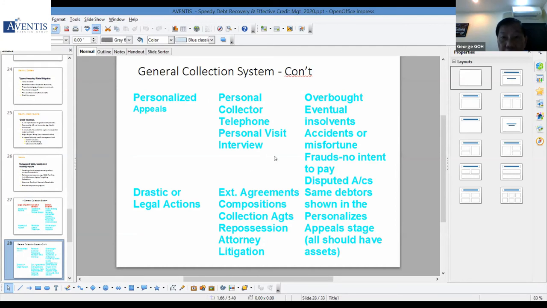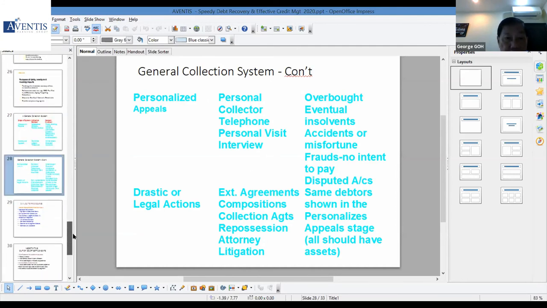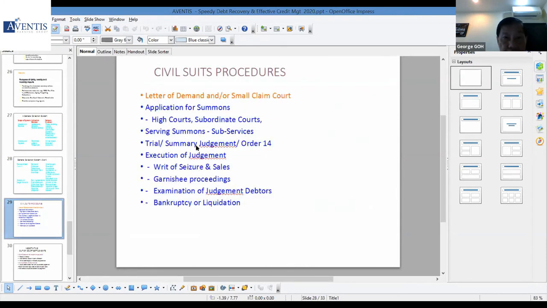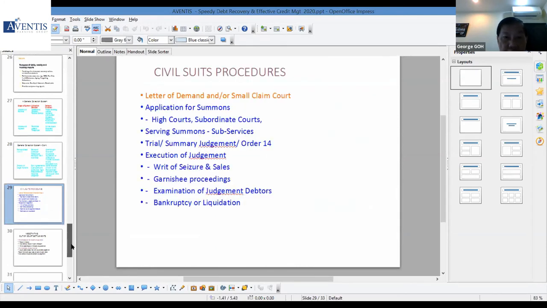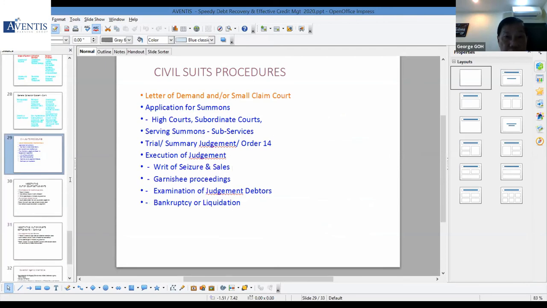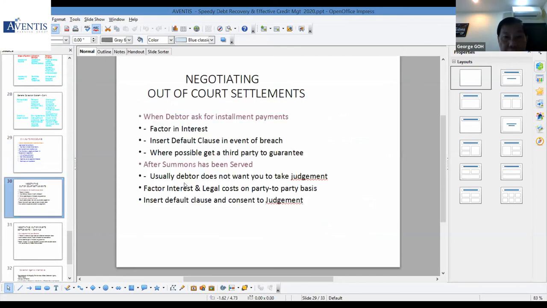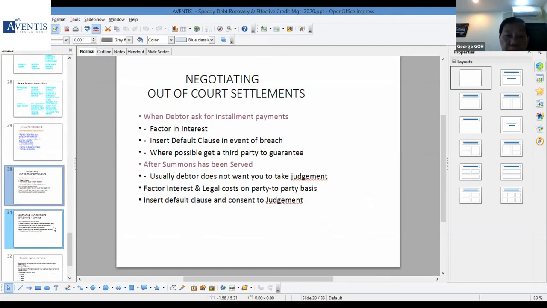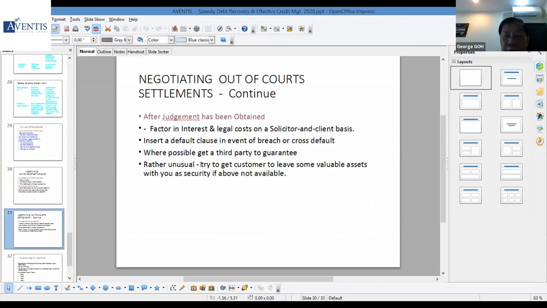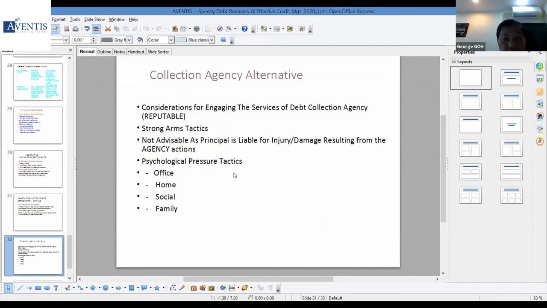Collection agents, I will give you some examples. Legal action, we will go through the whole process. Of course, we don't have time to cover it right now because it's a 1 hour webinar, but this will be discussed in the whole day seminar. Then of course, negotiating settlement. What do we ask for in the negotiating settlement? You have to factor in cost, because at a certain stage of the legal process, the lawyer will charge you money. So you must recover that from the debtor, if he wants to settle. Then of course, collection agency alternative, what do they do?